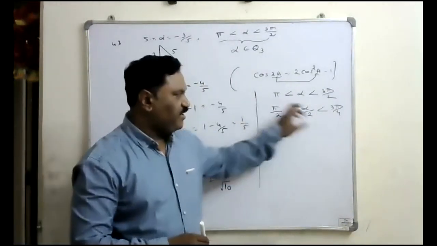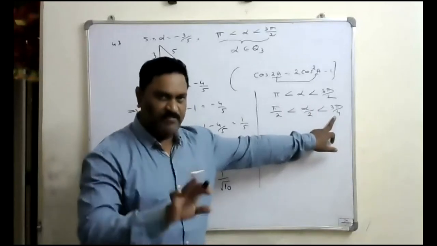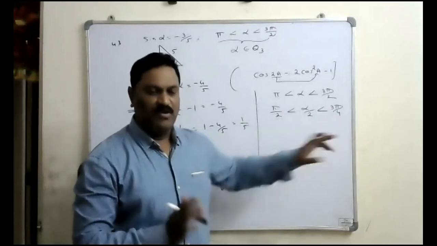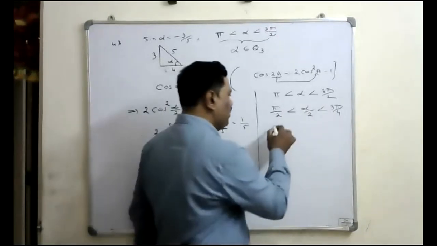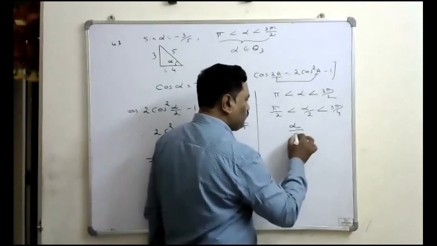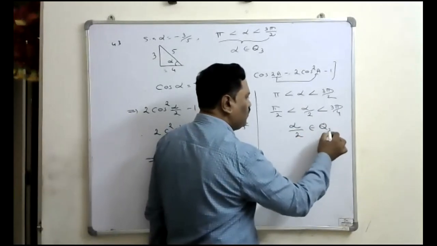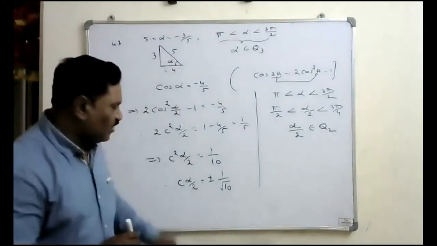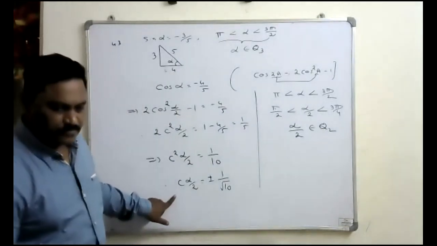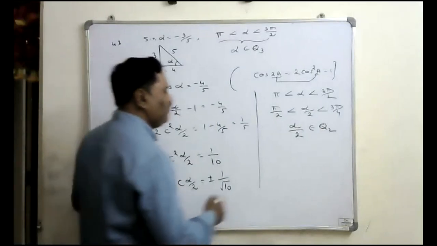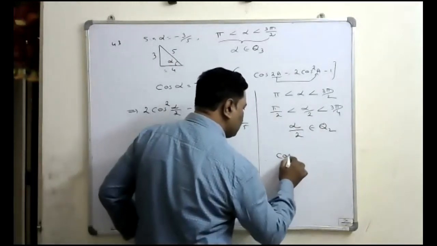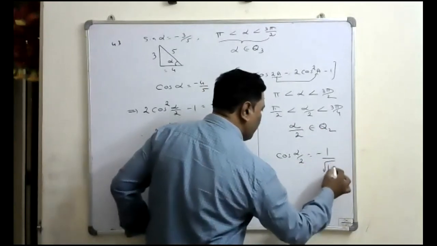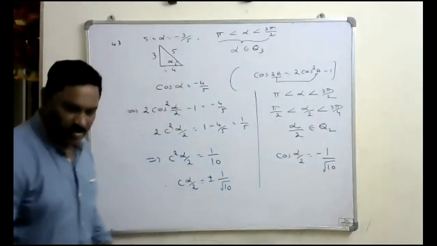Pi by 2 means 90 degrees. 3 pi by 4 means 135 degrees. So alpha by 2 lies between 90 and 135. 90 to 135 means in which quadrant it lies? Second quadrant. So alpha by 2 lies in the second quadrant. In the second quadrant, what about the cos? Negative. So therefore, we have to take cos alpha by 2 with the negative sign, minus 1 by root 10. This is the answer for cos alpha by 2.